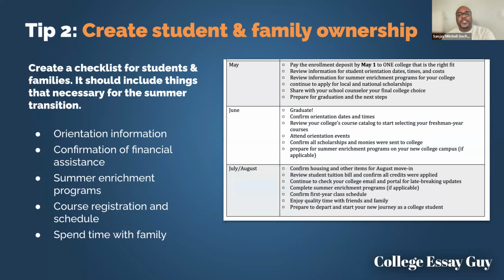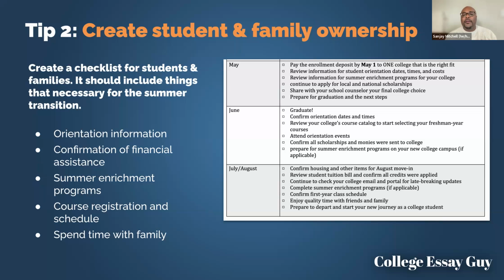So I create this checklist for our students that breaks it down by month and has things like pay your enrollment deposit by May 1, right? Share your graduation and next steps with your families and friends. Graduate. Confirm your orientation date, review your course catalog to see the courses they have to offer for freshmen. What are summer enrichment experiences that you can participate in? Talk about your course registration. Have these as checklist items so that they can be accountable to themselves and know exactly where they're going along the way.